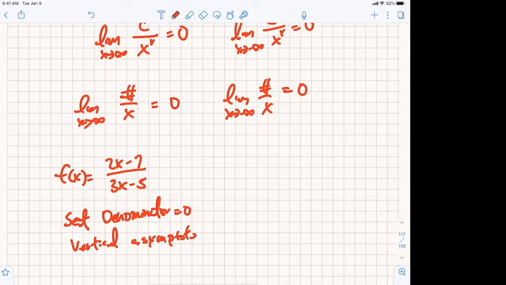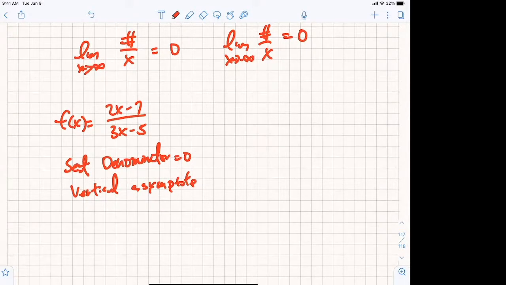On the test, I will ask you to find a vertical asymptote. You're going to take the denominator and set it equal to 0. X equals 5/3, and that's a vertical asymptote. Now, my next question is going to be a little bit harder. How do I find a horizontal asymptote?